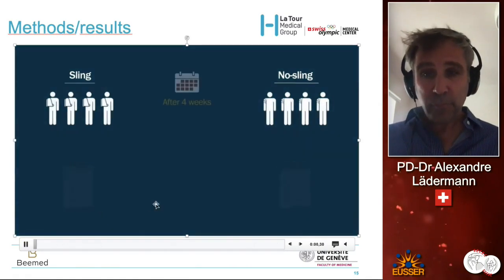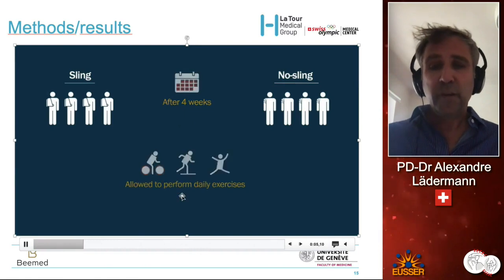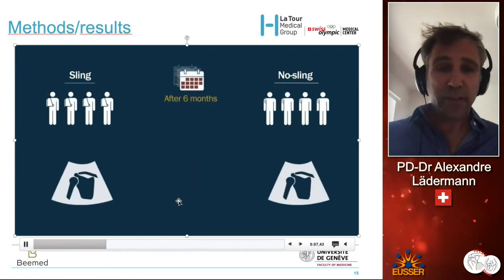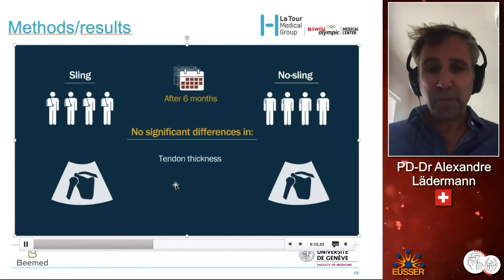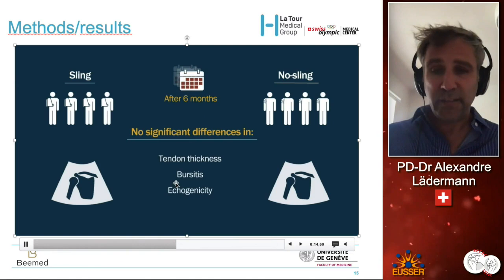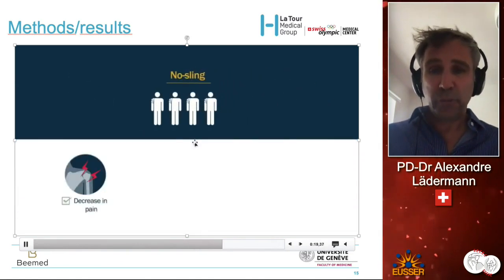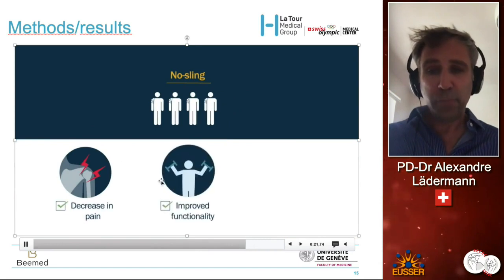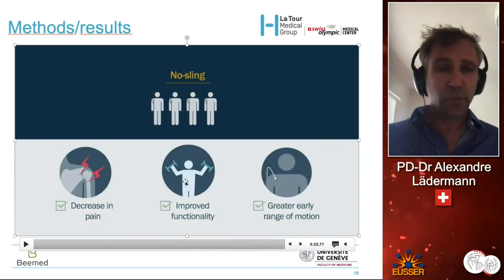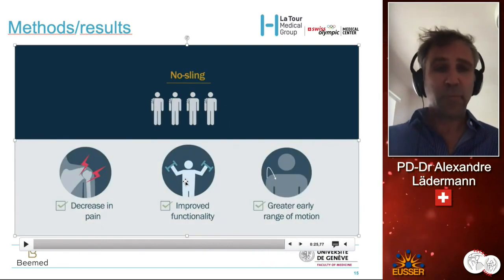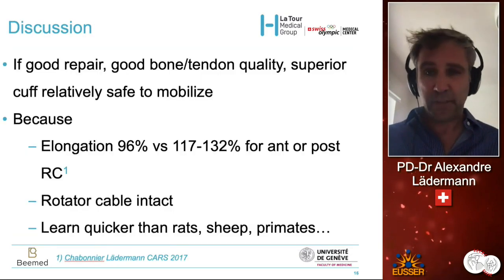After 4 weeks, the patients were allowed to progressively return to activity. At 6 months, they all had an echography, and we did not observe any significant difference in tendon thickness, bursitis, echogenicity, or repair integrity. But with the no-sling group, the patients didn't have more pain, and they had improved functionality and a greater early range of motion at every single follow-up, at 6 weeks, 3 months, and 6 months. So something really interesting.